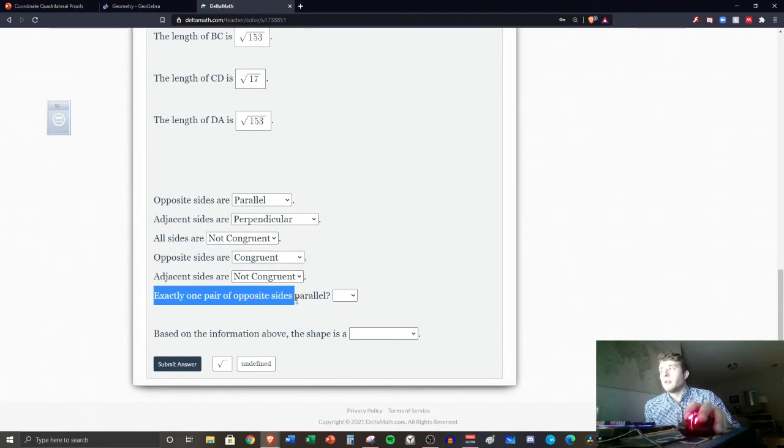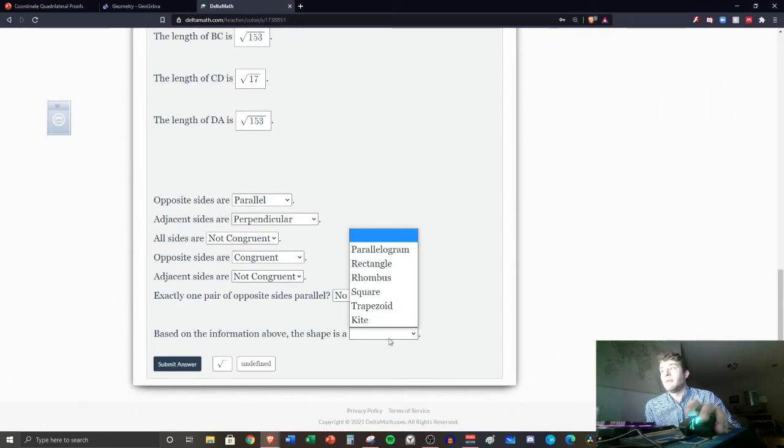And then we have the special rule here, exactly one pair of opposite sides parallel. No, that's not the case. We have two sets of opposite sides parallel. Based on this information, the shape is a rectangle. Now, parallelogram technically is correct, but you will get this problem wrong if you put that. We need to be more specific.